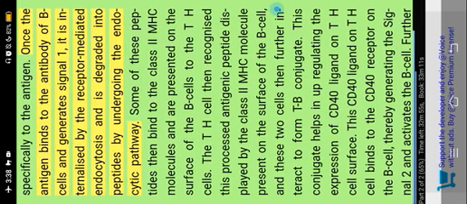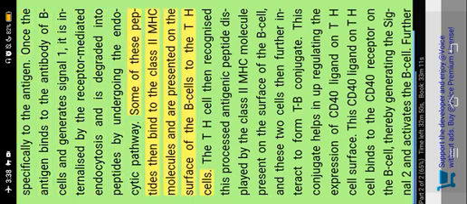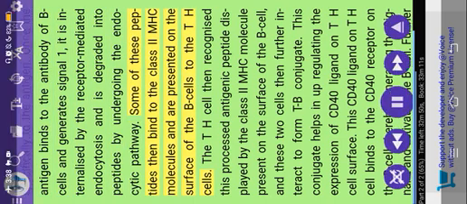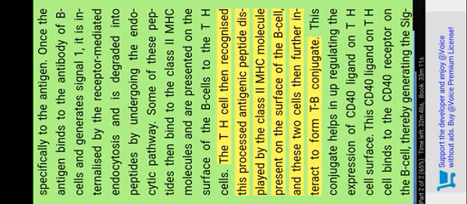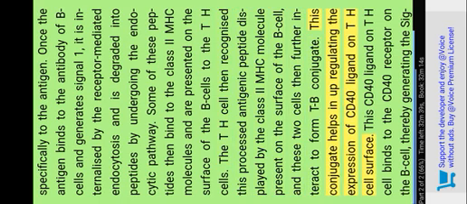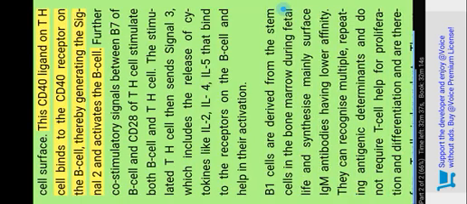Once the antigen binds to the antibody of B cells and generates signal 1, it is internalized by receptor-mediated endocytosis and is degraded into peptides by undergoing the endocytic pathway. Some of these peptides then bind to the class 2 MHC molecules and are presented on the surface of the B cells to the TH cells. The TH cell then recognizes this processed antigenic peptide displayed by the class 2 MHC molecule present on the surface of the B cell, and these two cells then further interact to form a TB conjugate. This conjugate helps in upregulating the expression of CD40 ligand on the TH cell surface. This CD40 ligand on the TH cell binds to the CD40 receptor on the B cell, thereby generating signal 2 and activating the B cell.